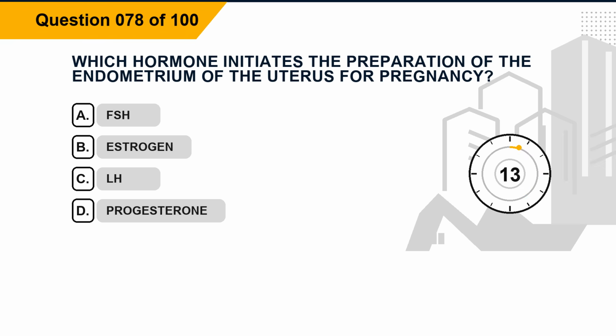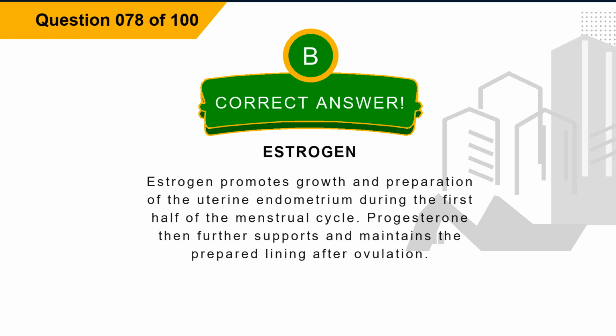Question 78. Which hormone initiates the preparation of the endometrium of the uterus for pregnancy? Option A, FSH. Option B, estrogen. Option C, LH. Option D, progesterone. The correct answer is option B, estrogen. Explanation. Estrogen promotes growth and preparation of the uterine endometrium during the first half of the menstrual cycle. Progesterone then further supports and maintains the prepared lining after ovulation.